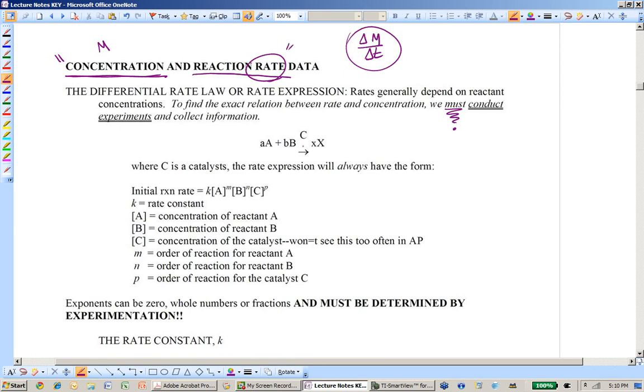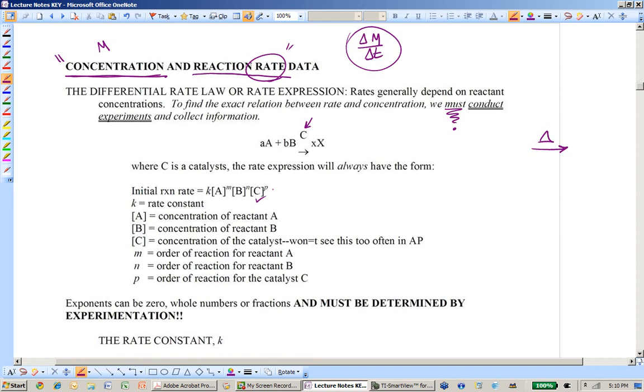If you see something hovering above an arrow, which you may have seen before, a triangle up there usually means to heat it, as if that were the sad attempt to draw the flame on a Bunsen burner. But if you see something hovering above it like light or radiation or platinum or manganese dioxide or anything else, then that is a catalyst, and it does end up in the rate law. So be sure you plop it in there.